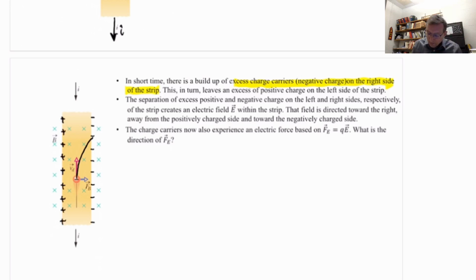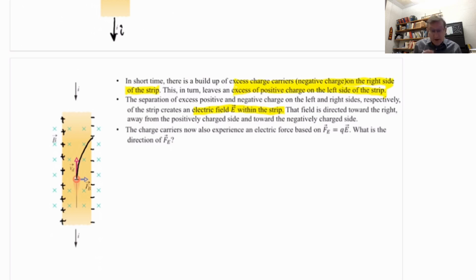Like so. Okay? So now we have an excess of positive charge on the left side of the strip. But now I've got a separation of charge, positive and negative. Guess what? That creates the electric field. So now we have an electric field E within the body of the conducting strip. It must not be a conductor in electrostatic equilibrium. It's not.